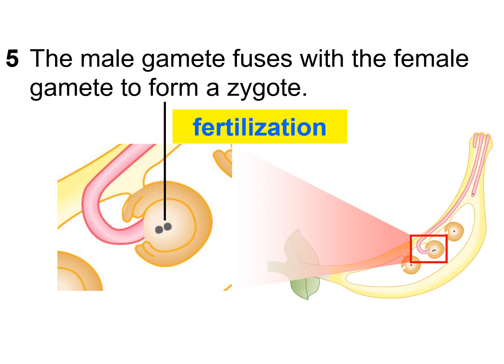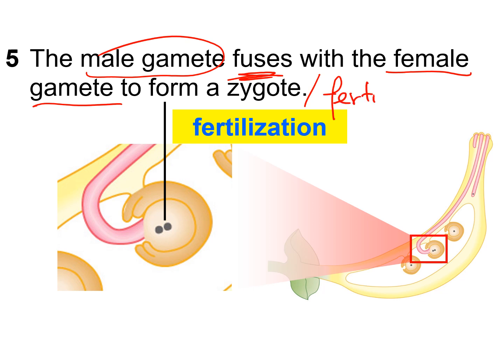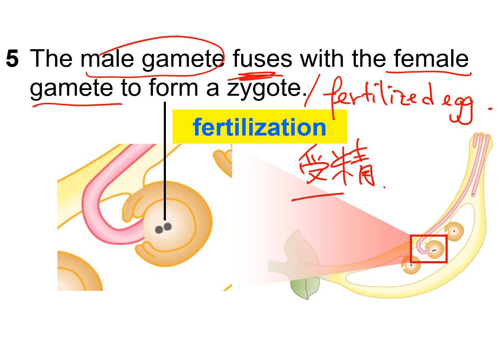So when the male gamete finally combines or meets with the female gamete, it will form a fertilized egg, or what we call a zygote. So both names are acceptable, fertilized egg or zygote. And this process, we call it fertilization. And this is how the plants reproduce, to make a male gamete meet and fuse with the female gamete for fertilization.